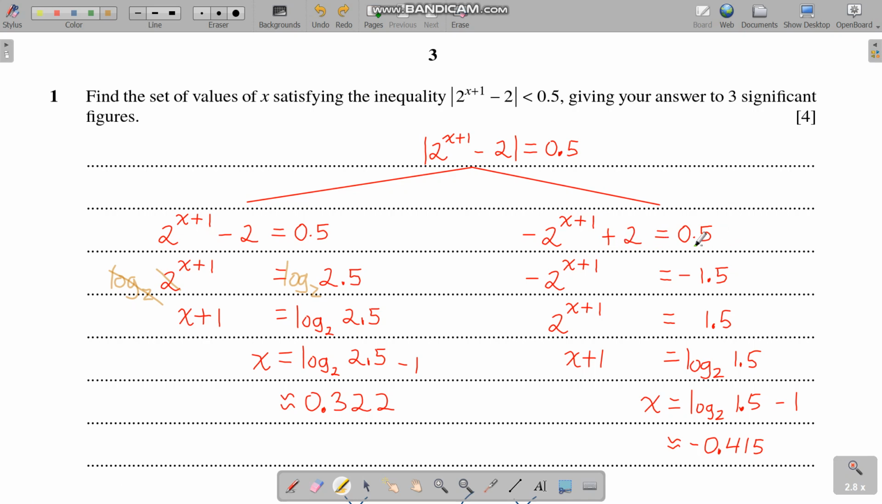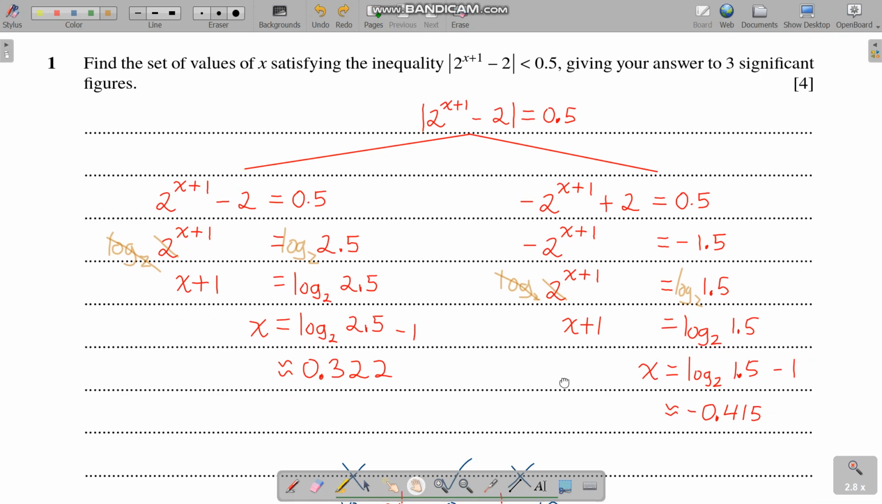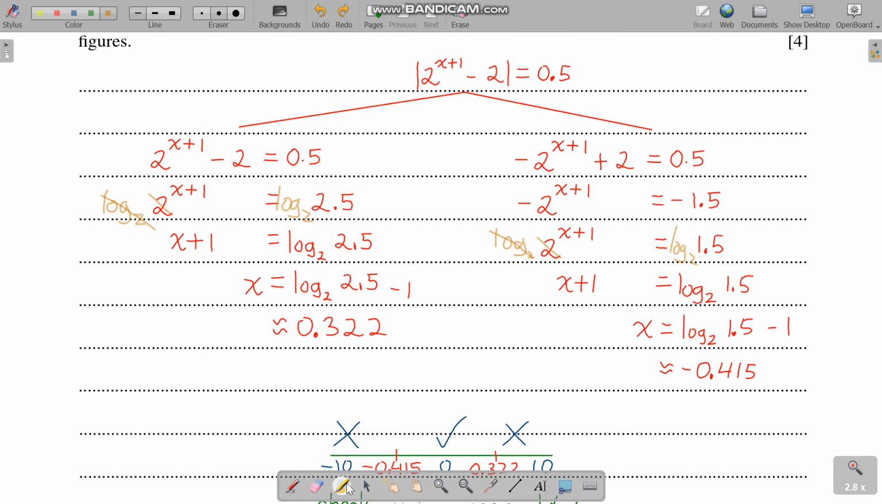From the second equation we subtract 2 from both sides, and then we multiply both sides by minus 1, and then we log base 2 both sides. Again we cancel out, we have only the power x plus 1, and then subtract 1 from both sides. Use a calculator, we get negative 0.415. There is no need to check the equation, because everything is positive on both sides here.